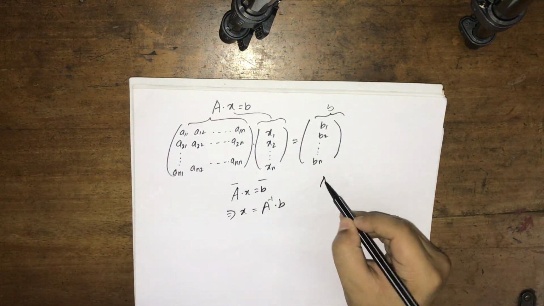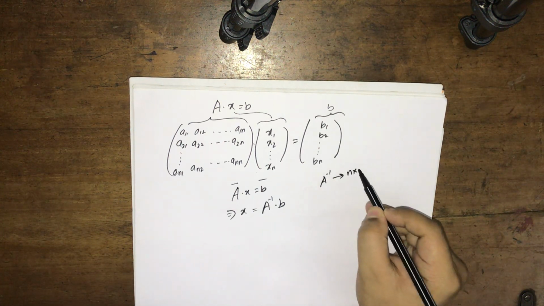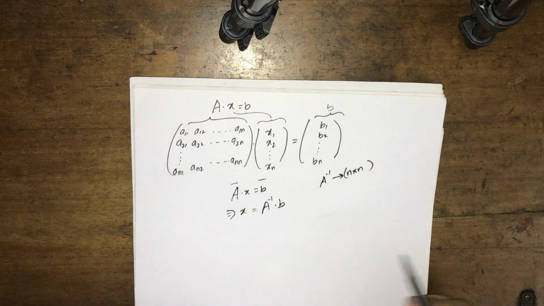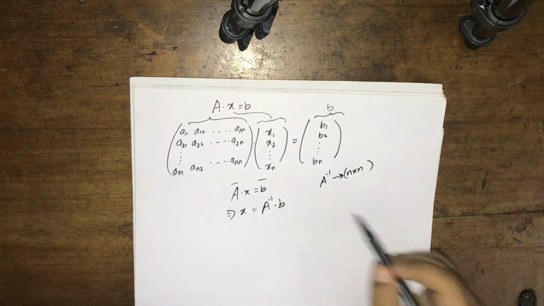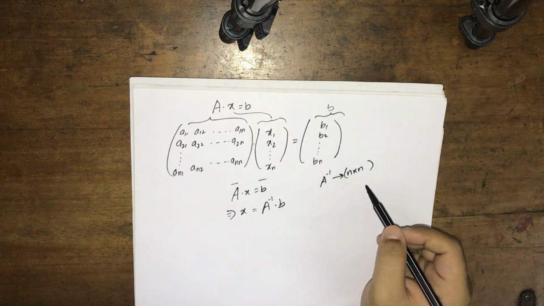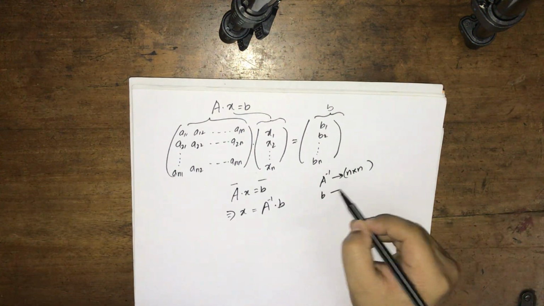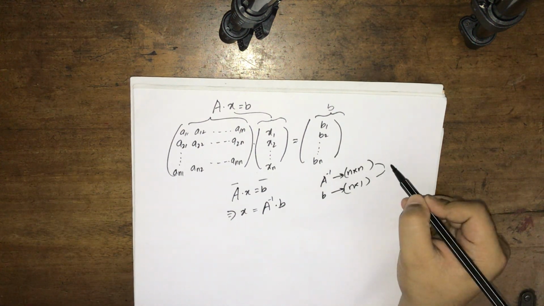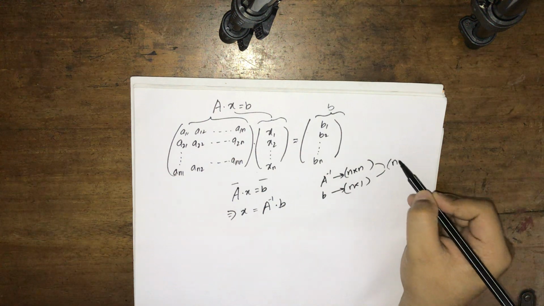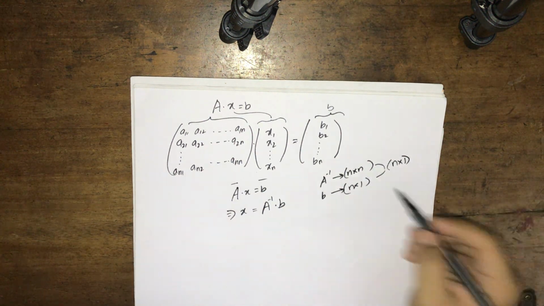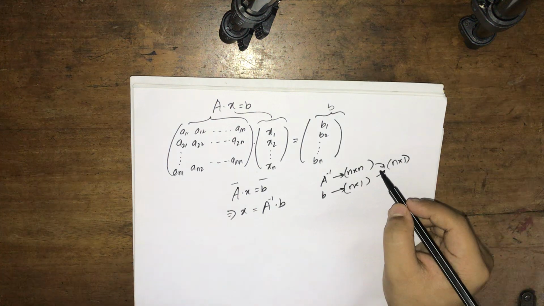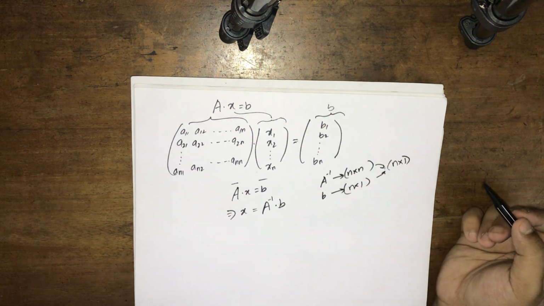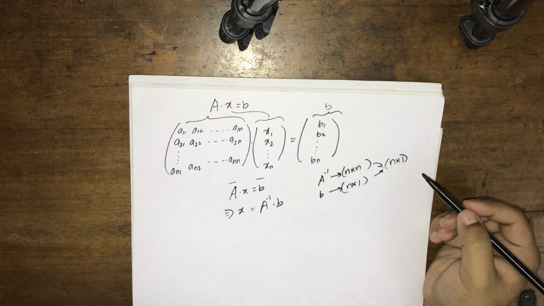Here, A inverse is basically an n into n matrix. One thing to notice is that A is an n into n matrix, so A inverse will also be an n into n matrix. And B here is an n into 1 matrix. So when we multiply them, the resulting matrix will also be an n into 1 matrix: an n into n matrix multiplied with an n into 1 matrix gives an n into 1 matrix.